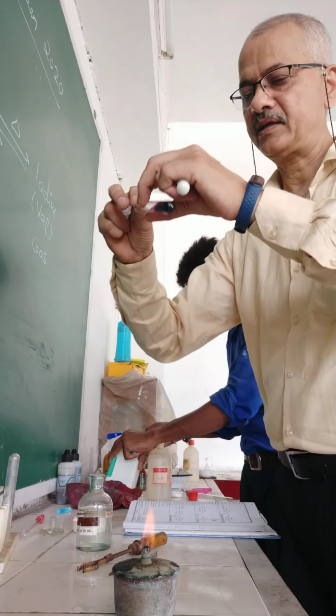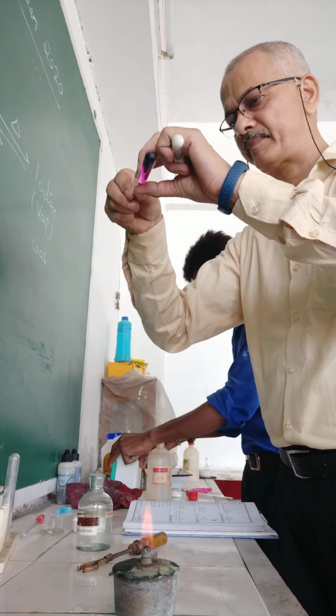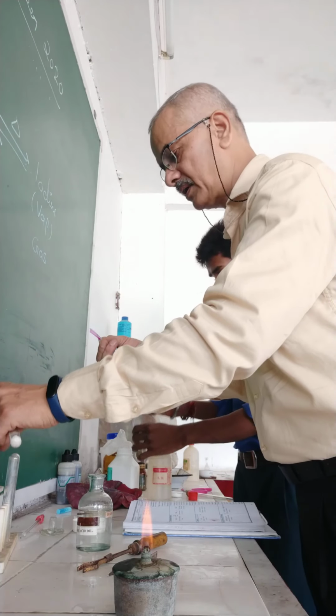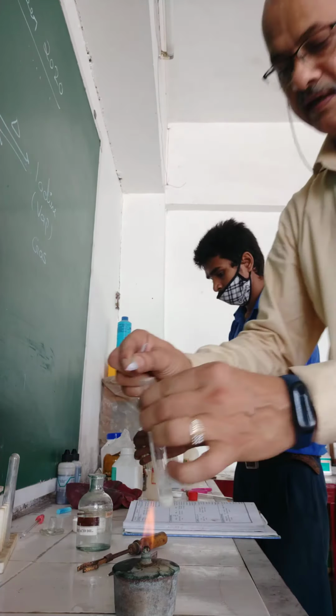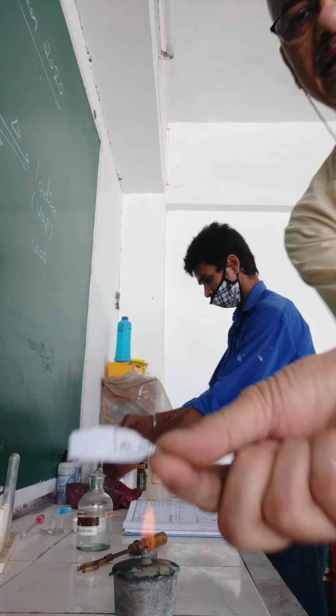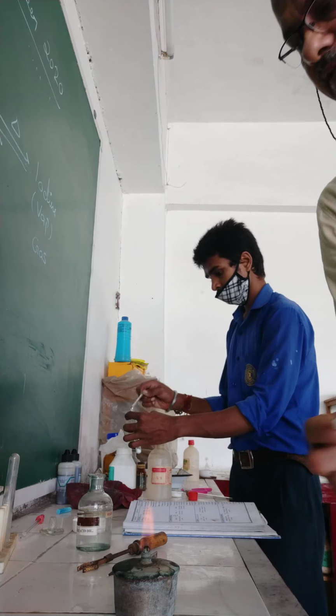This is acidified potassium permanganate. It is of purple color. See, it is of purple color. And when I bring it near the mouth of the test tube, I should hold the test tube with the test tube holder. This is wrong practice. See, again it has become white. So this is which gas?